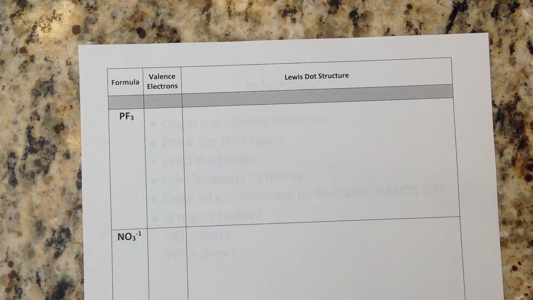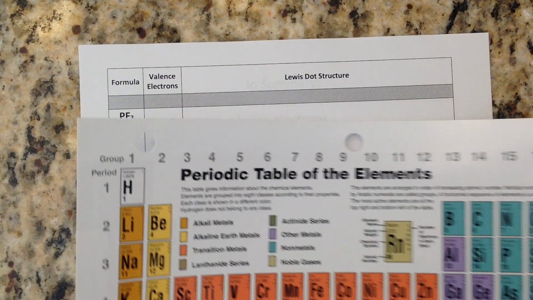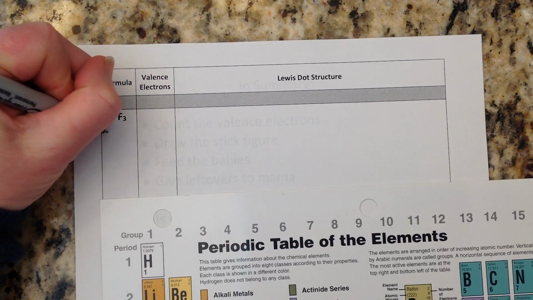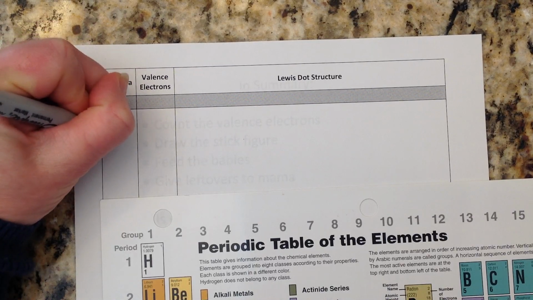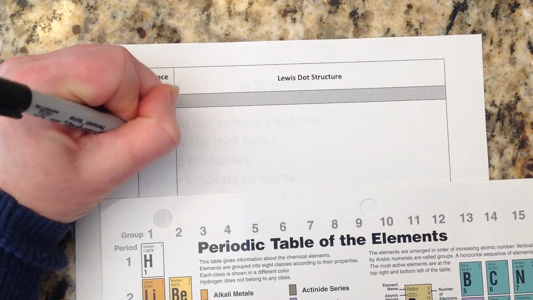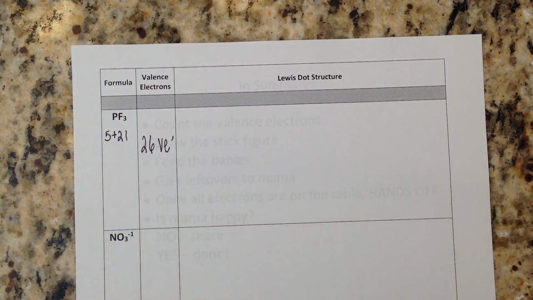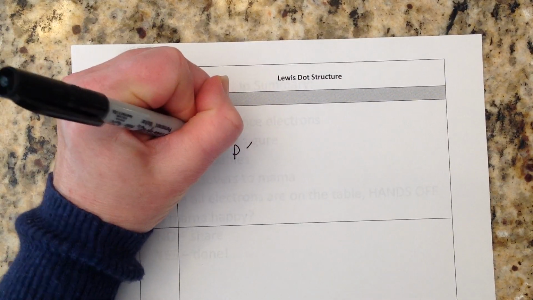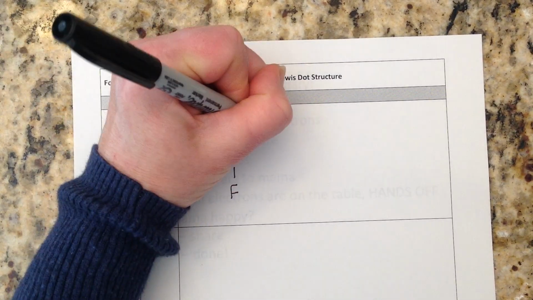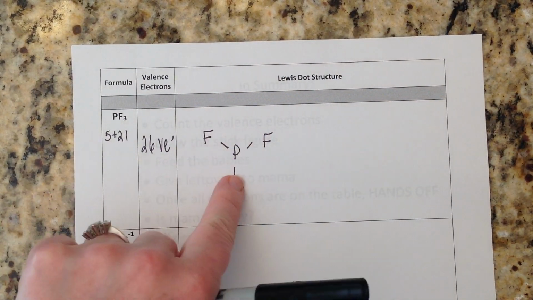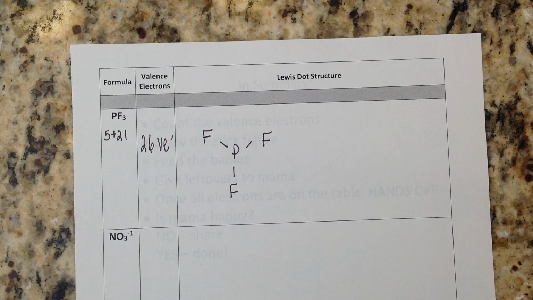All right, PF3. So phosphorus has 1, 2, 3, 4, 5 valence electrons. Fluorine has 7. 7 times 3 is 21. 5 plus 21 is 26 valence electrons. So let's draw the stick figure. P goes in the middle, surrounded by fluorines, which are evenly distributed. I have used 2, 4, 6 electrons to glue this together.